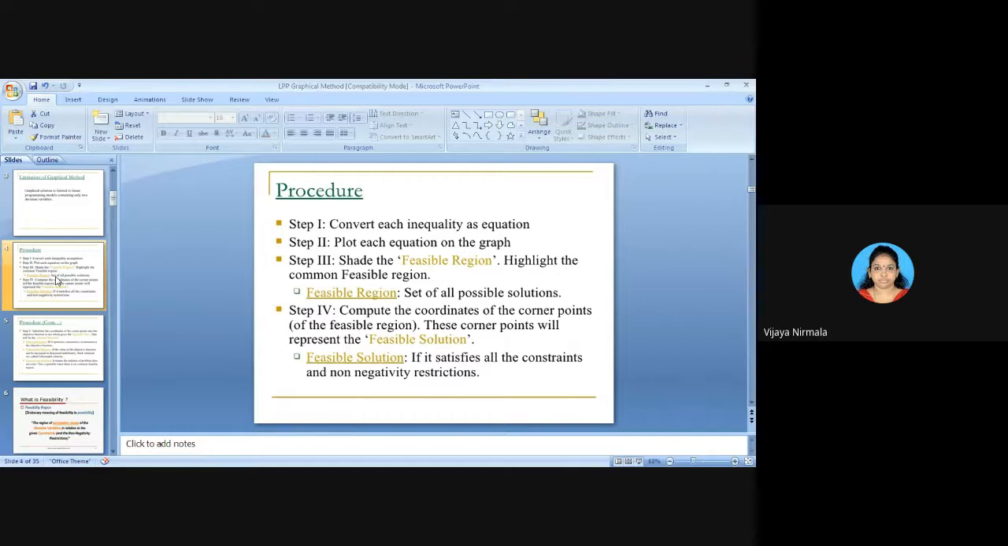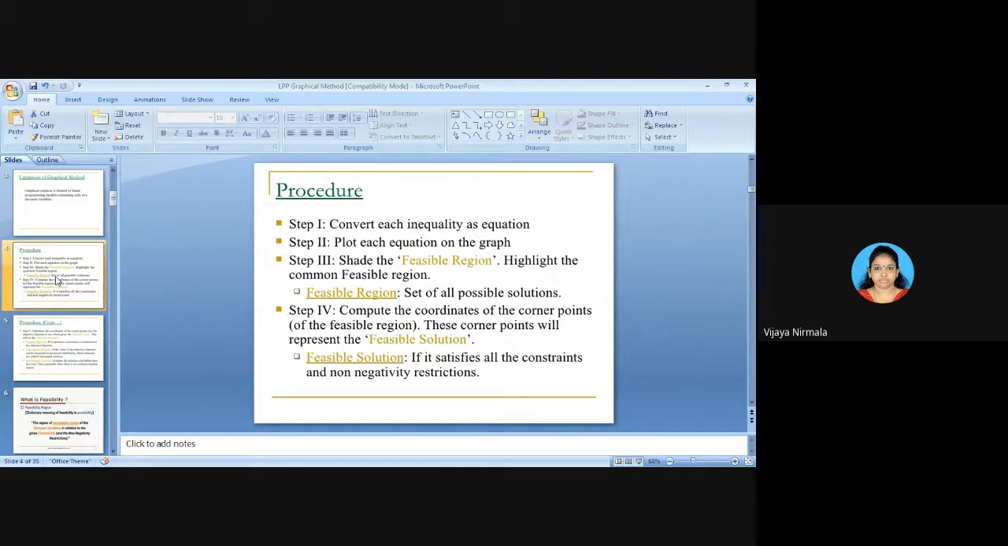That is done in step 1. Next, step 2, plot each equation on the graph, that is by using the corner points. So there are two variables, right? x1 and x2. First, what you have to do is let x1 is equal to 0 and find the value of x2 value.